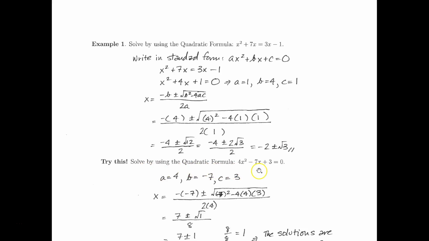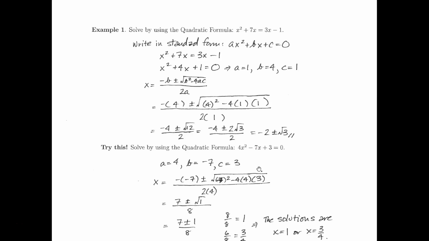So try solving the second equation using the quadratic formula and check your work. So here you can see I started you off, and here a is 4, b is negative 7, and c is 3. And I set up my template to fill in, and I made a little mistake, but b is negative 7. I made sure I substituted that correctly.